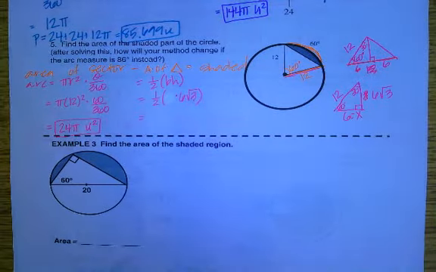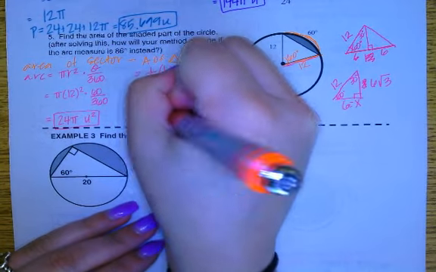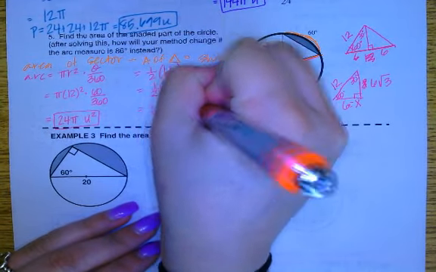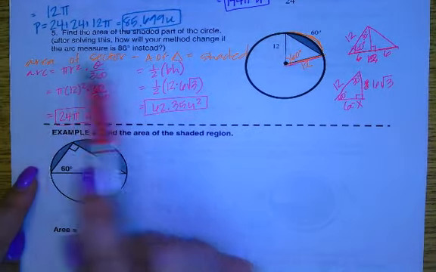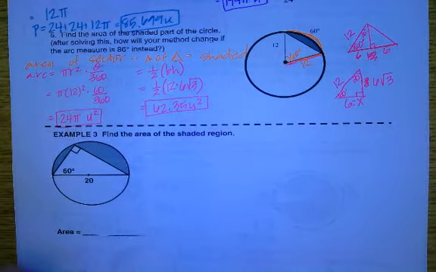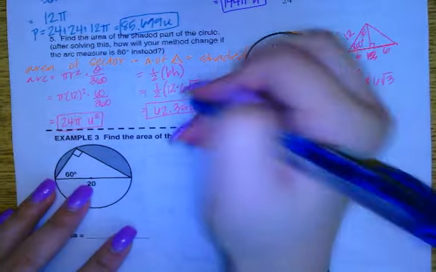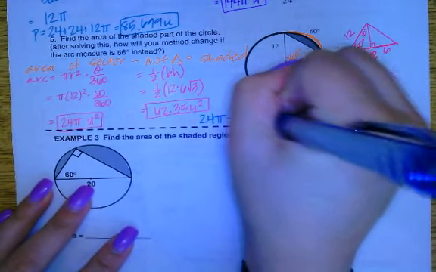Okay, so it's 62.35 units squared. Okay, I know that to find the area of the shaded region, I take the sector minus the triangle. Okay, so that's part 3. So 24 pi minus 62.35. Round that to the nearest hundredths, and what do you get?